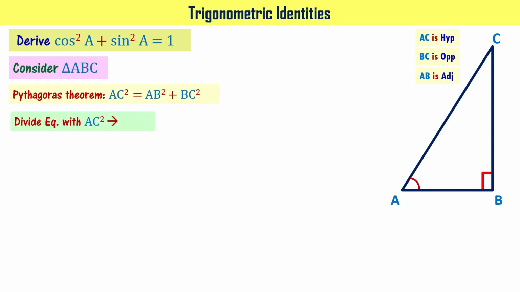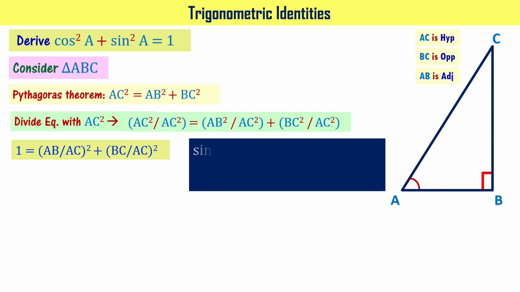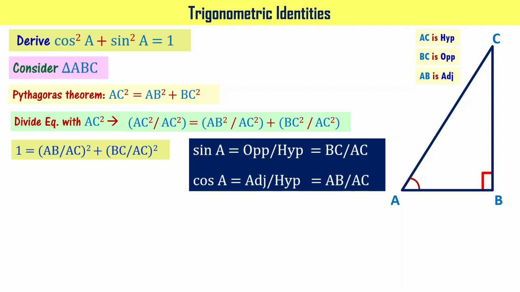Let us now divide the equation with AC square so that it becomes AC square by AC square equal to AB square by AC square plus BC square by AC square, right? That is equal to 1 equal to (AB by AC) whole square plus (BC by AC) whole square, right? And we know that sin A can be written as BC by AC and cos A can be written as AB by AC, right?